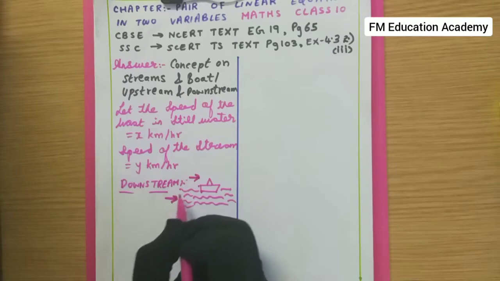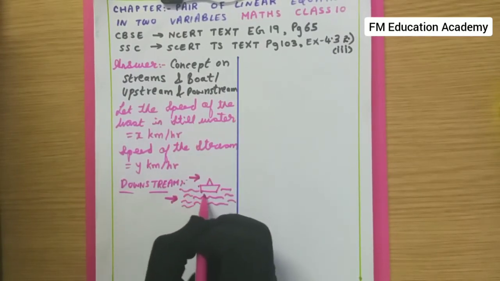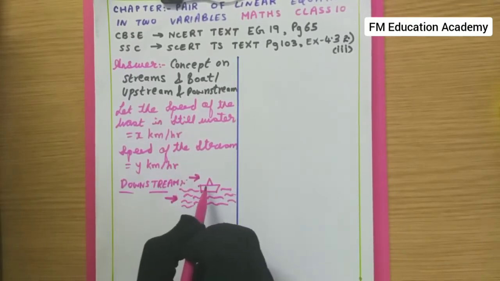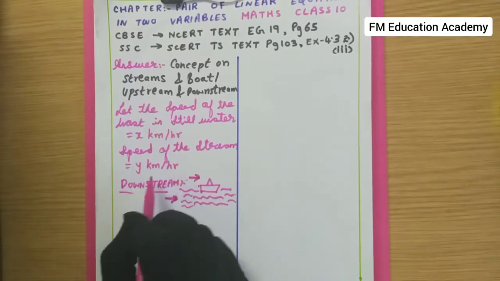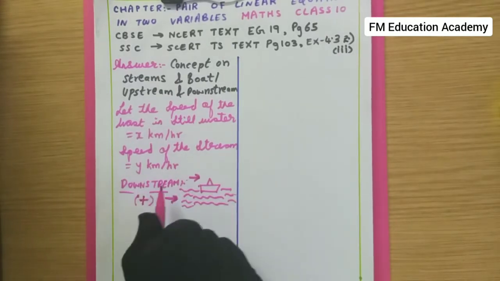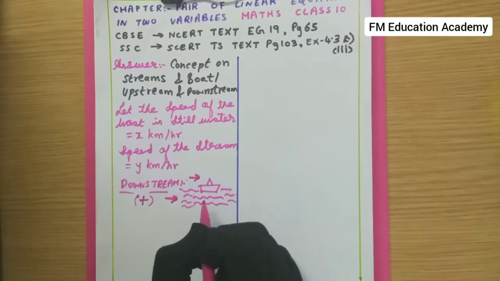Suppose both are going in the right hand side direction. The boat is going in the right hand side direction and the stream is also flowing in the right hand direction. So remember that whenever the speed of stream and boat are in the same direction, it is called downstream speed, and when we have to find the total speed, we will add, that is, we use a plus sign for downstream. Use plus sign for finding the total speed, that is speed of boat plus speed of stream.